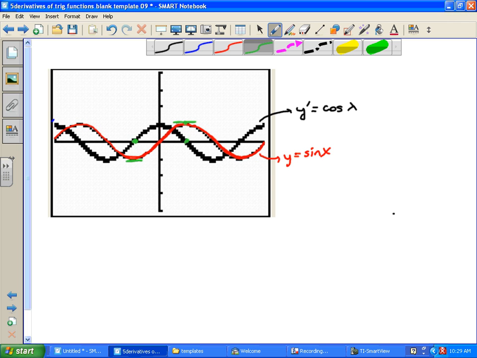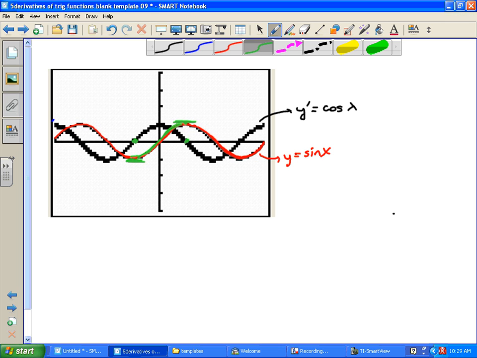Another thing I can show you is between this tangent line and this tangent line, what is happening to the sine function? It's rising, correct? The sine function is rising. So what kinds of slopes are there on the sine function? Positive or negative? Positive. So slopes are positive.